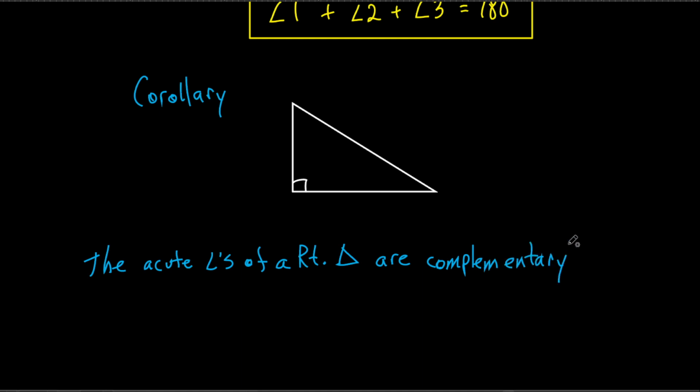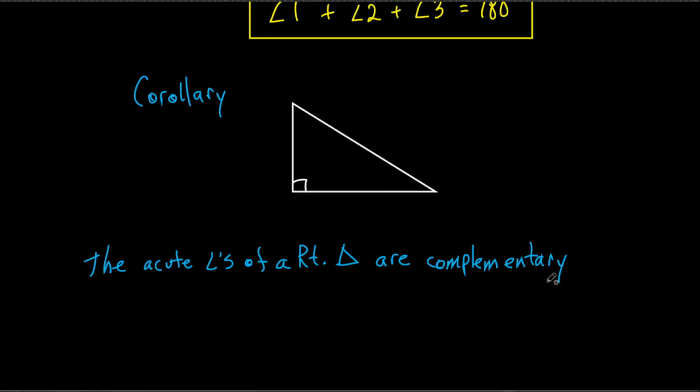So supplementary means what? It means the two angles, or any number of angles, it doesn't have to be just two, add up to 180. So what do you think? It's a big hint, because I got a right triangle right here. What do you think it means when angles are complementary? 90 degrees.